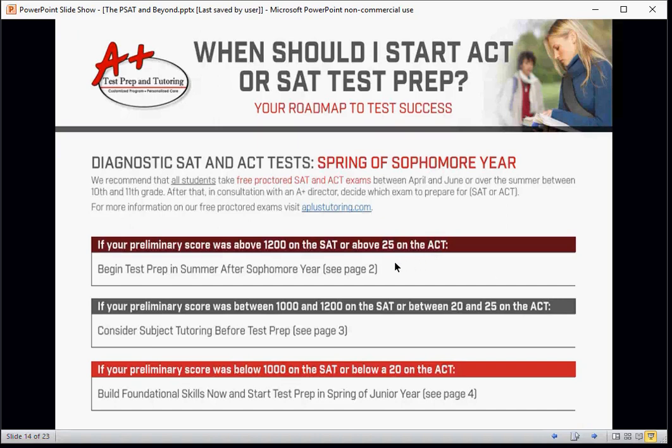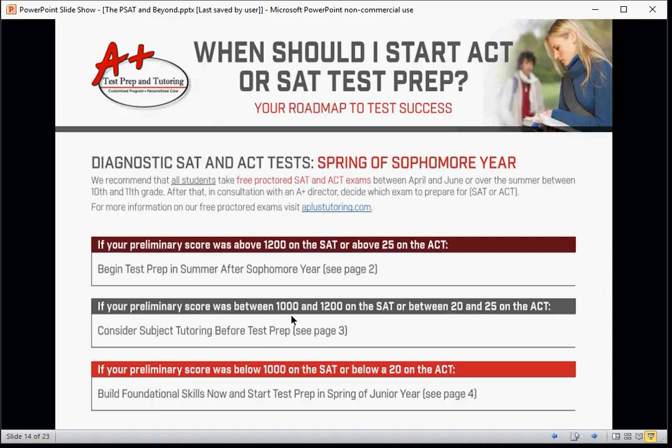So, for a student who has a score higher than 1200 or the equivalent on the ACT of 25, we recommend starting to do test prep right after sophomore year, and hopefully getting your score up so they can potentially be at the National Merit level. In those cases, we would be preparing students to take the PSAT as a junior and to take the SAT soon after, in the next month in November.